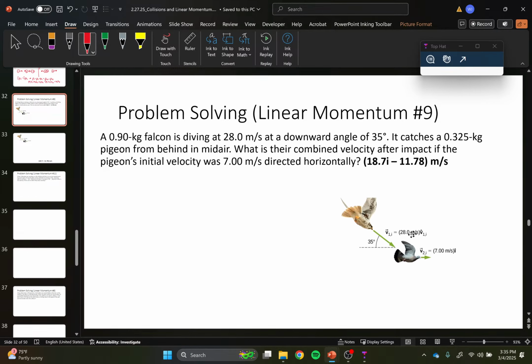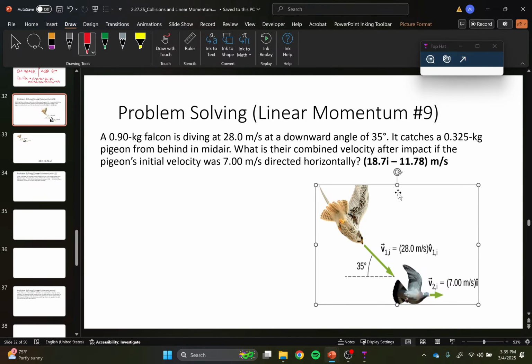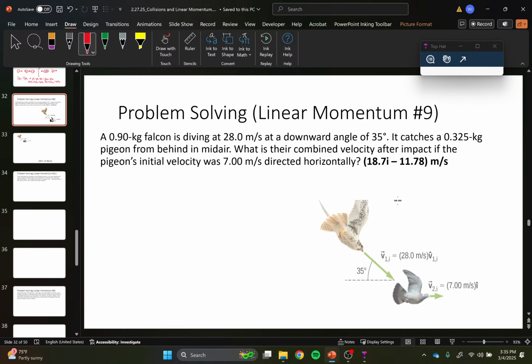A falcon, a 0.9 kilogram falcon, is diving at 28 meters per second at a downward angle of 35 degrees. It catches a 0.325 kilogram pigeon from behind in the air. What is their combined velocity after impact if the pigeon's initial velocity was 7 meters per second directly horizontally?